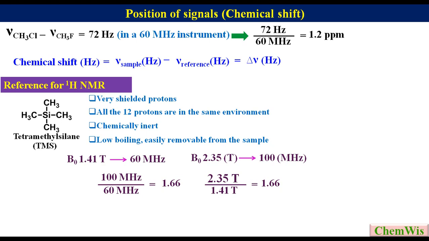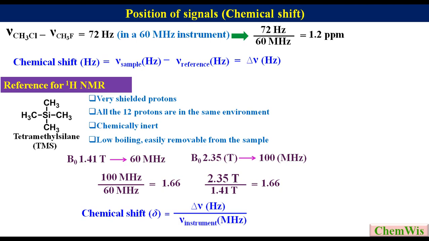This confusion is overcome by dividing the shift of a given proton in Hertz by the frequency of the instrument in megahertz. This chemical shift is denoted by small delta. So the chemical shift delta will be equal to the shift of a given proton in Hertz upon the frequency of the instrument in megahertz.